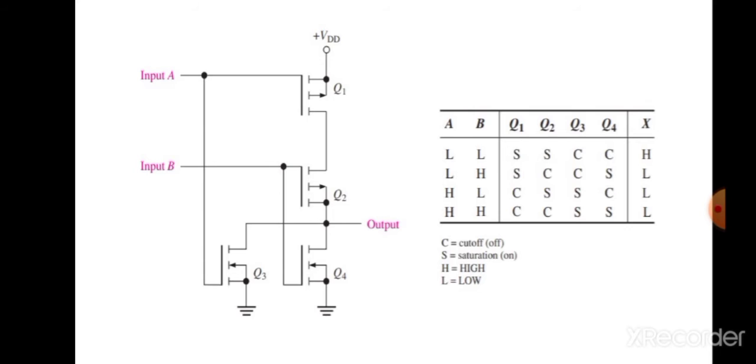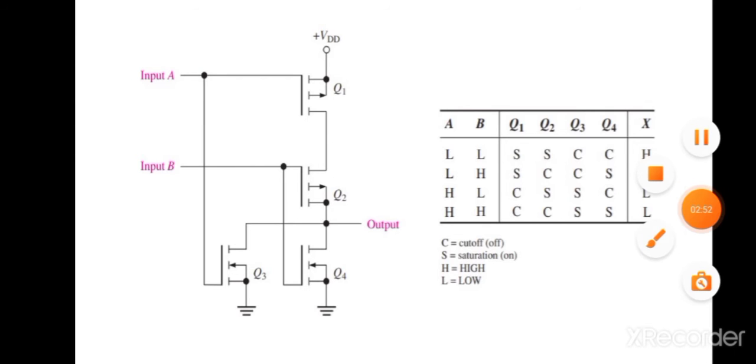Now we can see that input A is connected to one of the gates of the PMOS, and input B is also connected to one of the gates, Q2. So input A is connected to the Q1 and Q3 gates, and input B is connected to the Q4 and Q2 gates. At Q3 we are taking the output.